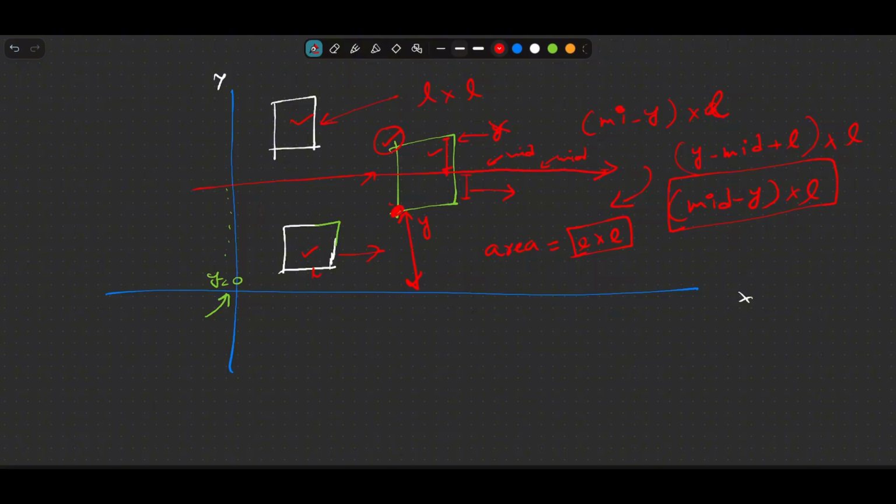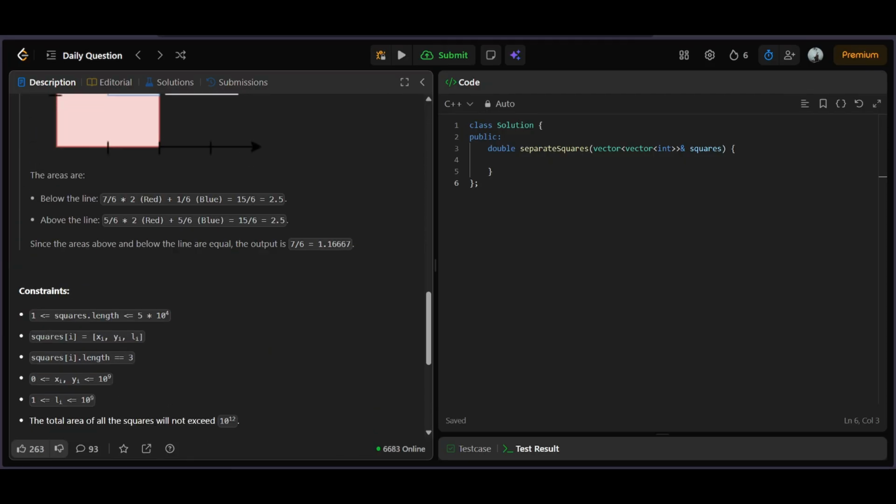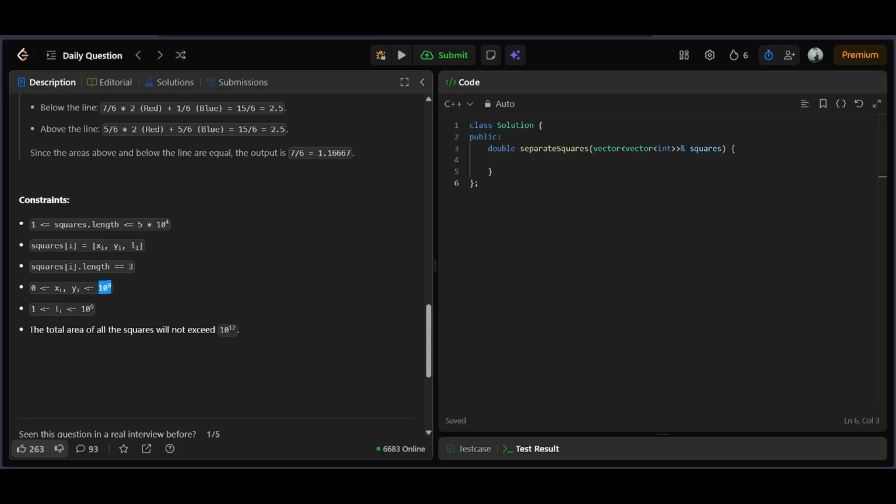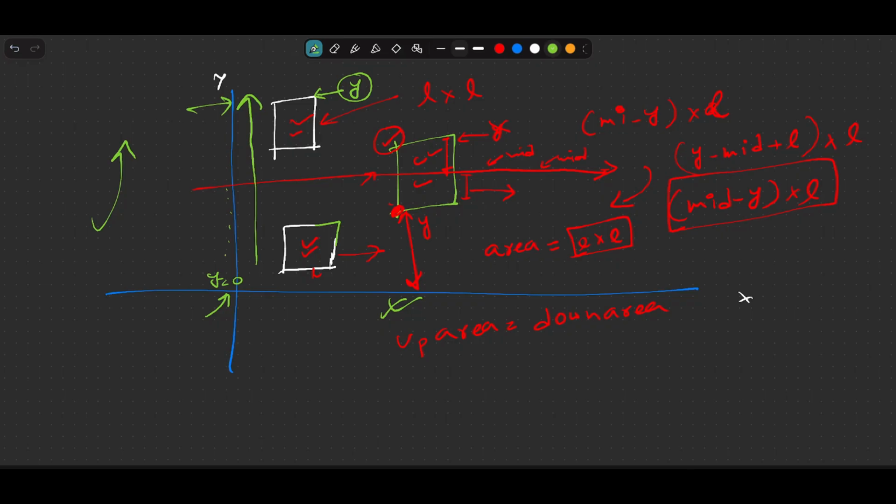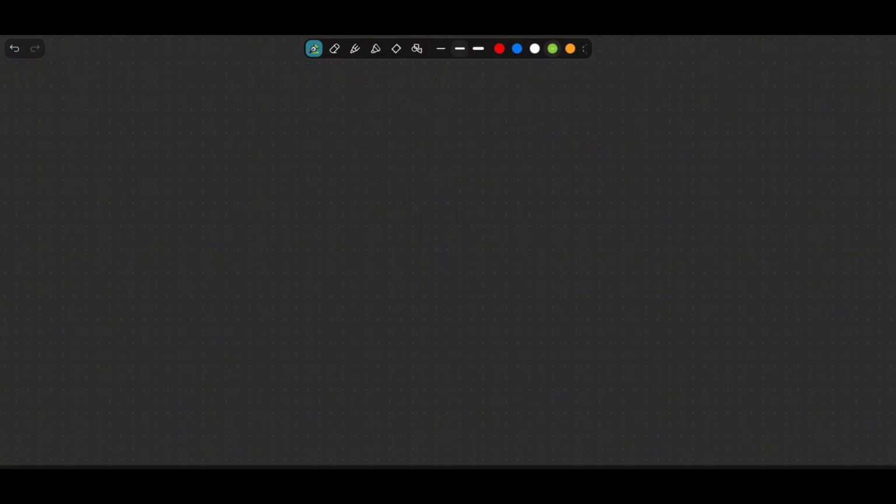Now we will calculate each of them, and if this particular area of up is equal to the down area, then we got the answer, right? But this time complexity is very high because we are brute forcing it. We will go to the maximum of whatever this particular y value is, and if you can see in the question, the value of y can go up to 10 to the power 9. So we can't do brute force here. So what is the optimal solution for this one? Let's see this.